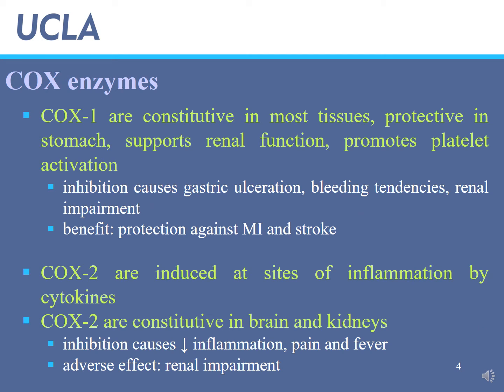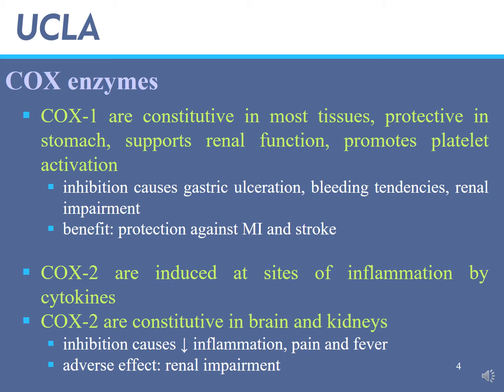You have the COX-1 enzyme that is constitutive in most tissues. So it is protective, for example, in the stomach. It supports the renal function. It promotes the platelet activation. And you have the Cox2 enzyme that is induced at the site of inflammation by cytokines. And so this is the target that we want, to block the Cox2 enzyme and reduce the inflammation. But Cox2 can also be constitutive, in the brain and in the kidney. And so the inhibition of Cox2 will reduce the inflammation.